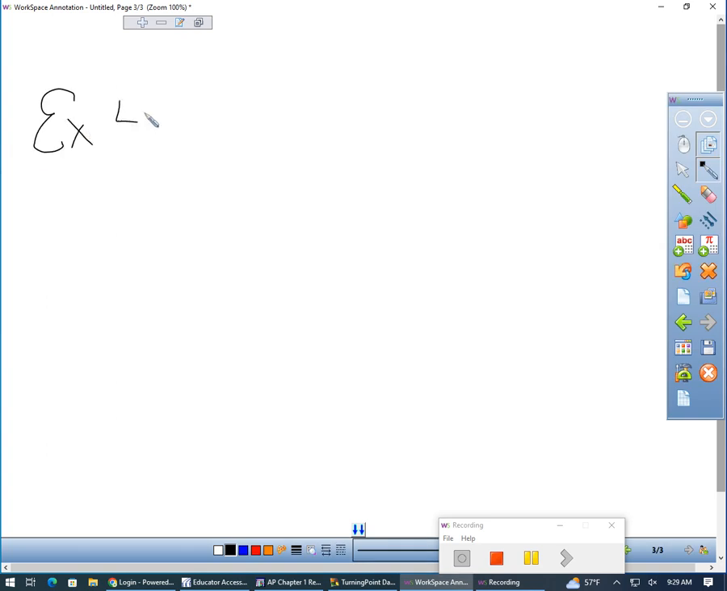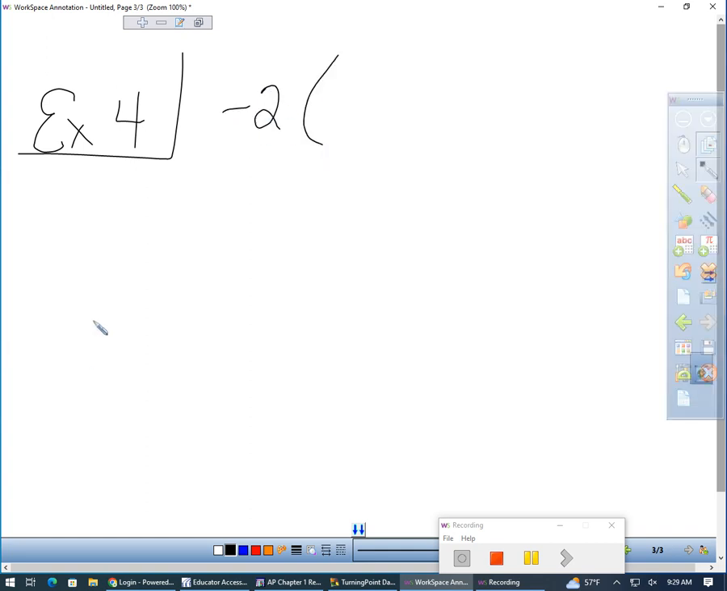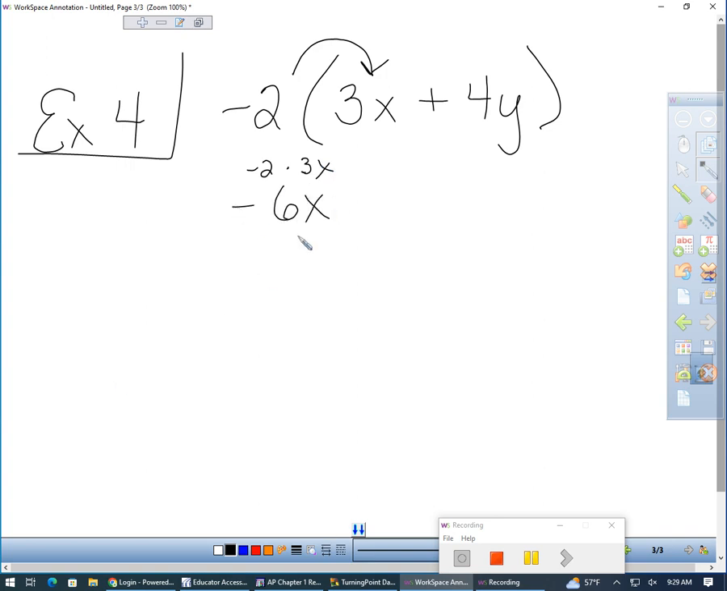How about example number 4? What if I had -2 times (3x plus 4y)? All right, so we have something outside the parenthesis, right? So we're going to distribute. We're going to take this -2 and multiply it by 3x. What is -2 times 3x? -6x. Very good. You just multiply the numbers in front, right?